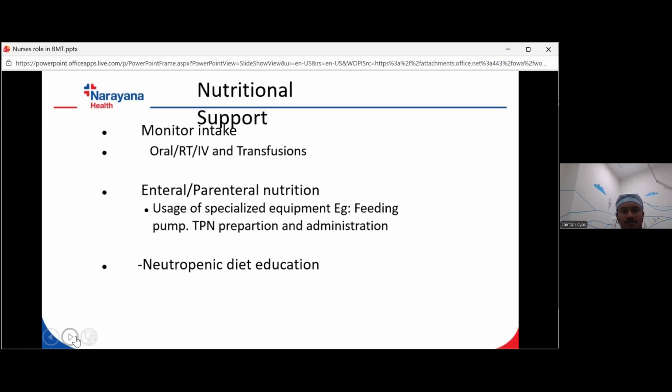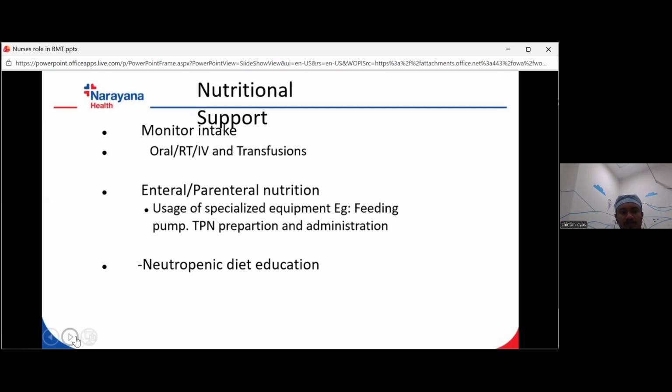And transfusions also have a major role in the engraftment phase. As per the CBC values, the consultant will advise to transfuse multiple blood products, which is PRBC, platelets, and so on. So the nurse must be aware of the transfusions, and in case of any transfusion reactions or such kind of adverse reactions, the nurse must be able to monitor and escalate at the transfusion time.